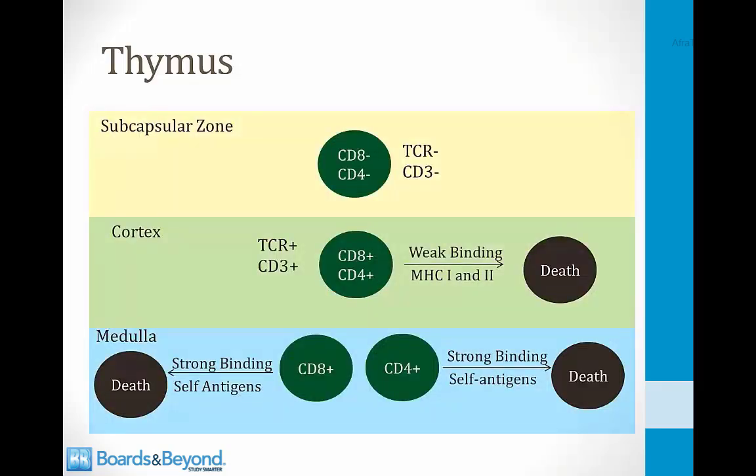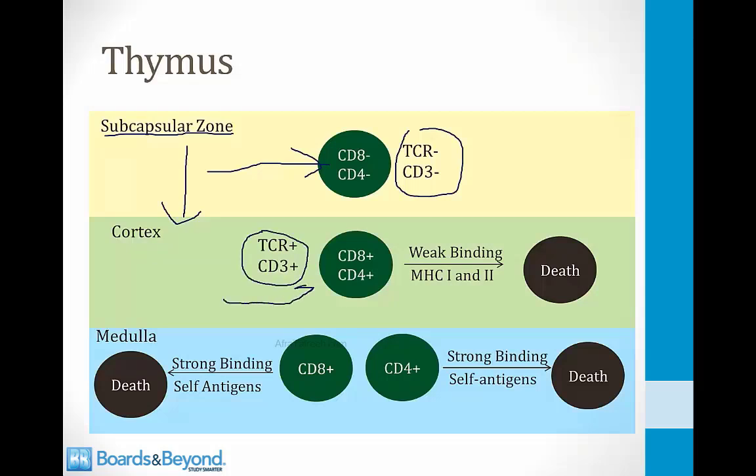So here's a picture to help you understand this process better and to help you remember it. T cells initially enter the subcapsular zone of the thymus, which is the outermost portion of the thymus. The T cells in this area are very immature. They do not express T cell receptors or CD3. They also do not express CD8 or CD4. The T cells then migrate down into the cortex. In the cortex, they begin to express T cell receptors and CD3. They also express both CD8 and CD4. This is the only place in the body where you will find T cells that express both CD8 and CD4 together. This is where positive selection takes place, so these T cells must bind very strongly to MHC 1 and 2. If they have weak binding, they will undergo apoptosis and they will die.